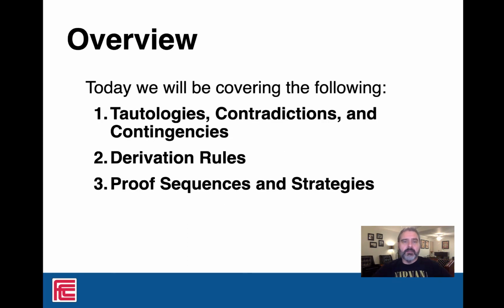Some of the things we'll be talking about today: one, the differences between tautologies, contradictions, and contingencies, and how you classify statements as one of those three things. We're going to go over some derivation rules. Those are going to be really important moving forward because we're going to use those in our proofs. And then the last thing we're going to talk about are proof sequences and strategies and getting started with that before we move on to more laws and predicates and all that sort of stuff.